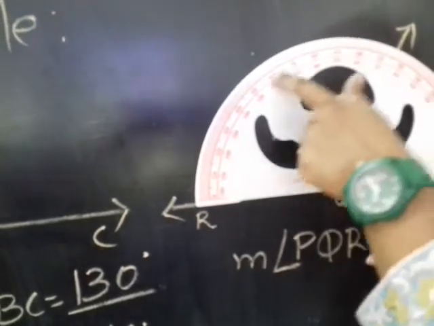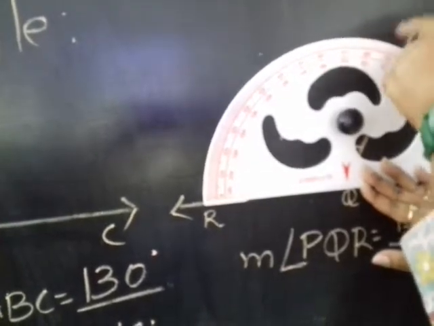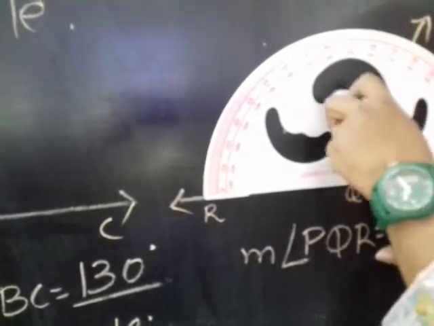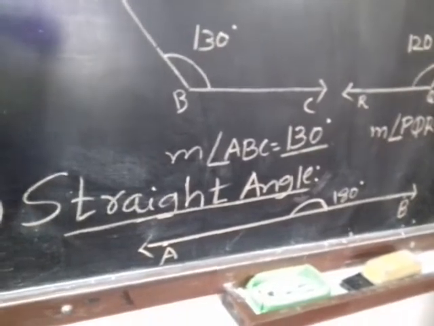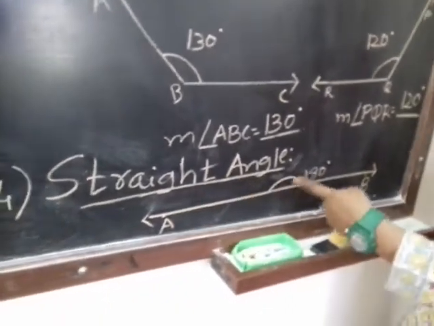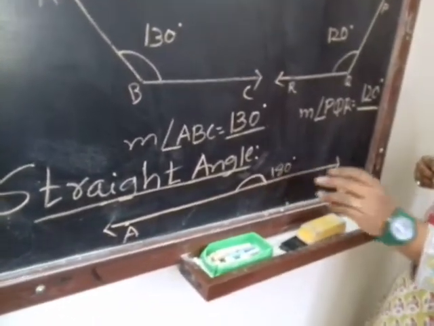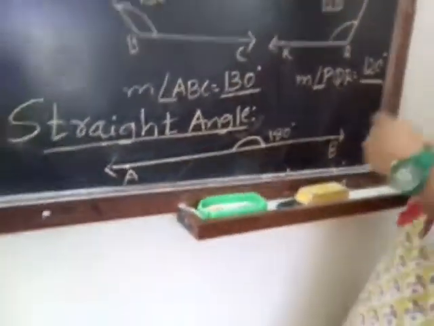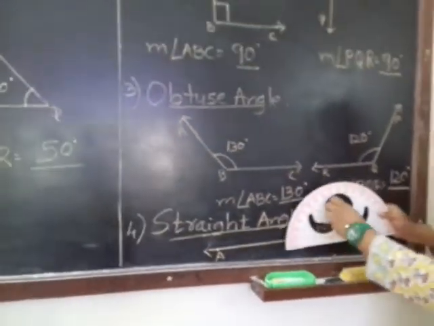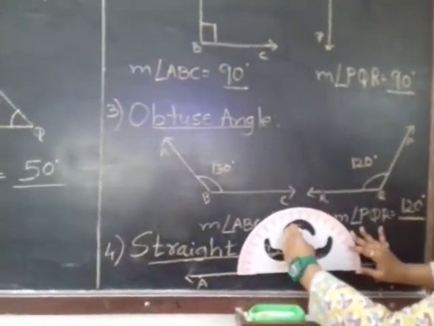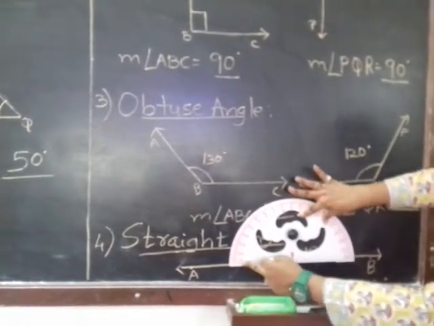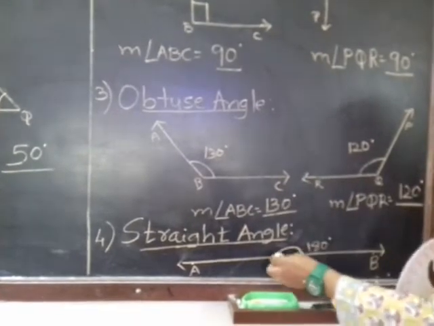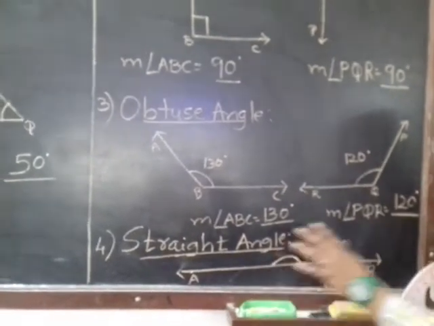See, now I am checking the exterior degrees as this is the left side facing angle. So 120 degrees. So measure angle PQR is equal to 120 degrees, and this is a straight angle which is always 180 degrees. It is neither less nor more, but exactly 180 degrees. You can check it out. The straight line is 180 degrees. So this is an angle of 180 degrees.